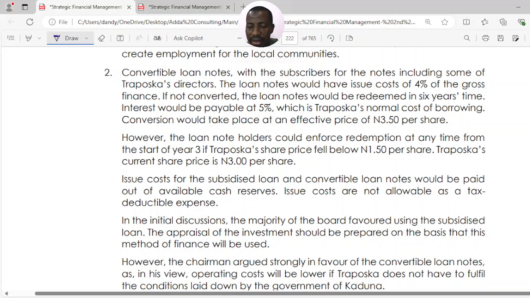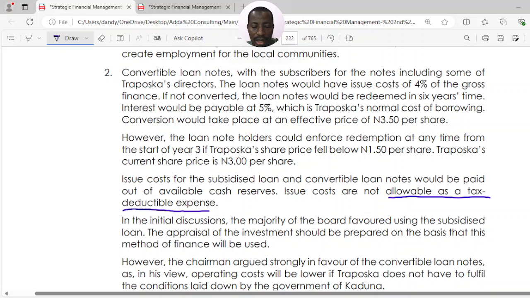Issue cost for the subsidized loan and convertible loan notes will be paid out of available cash reserves. Issue costs are not allowable as a tax deductible expense. That's a very big information, a vital information we need to consider. There is no tax benefits in year 1 when you are calculating issue costs on the debt.